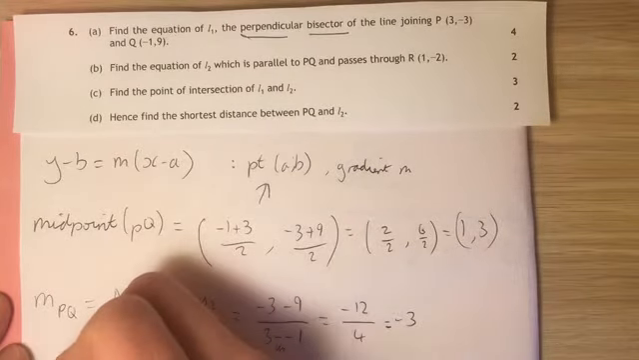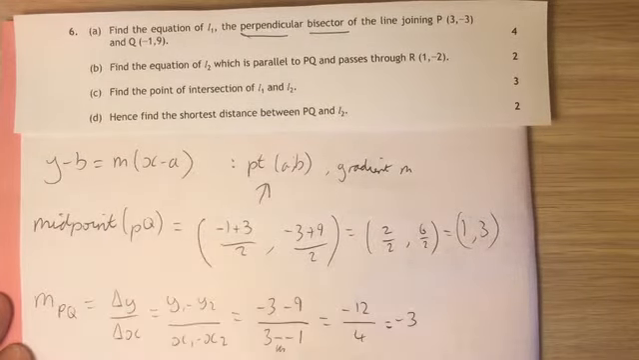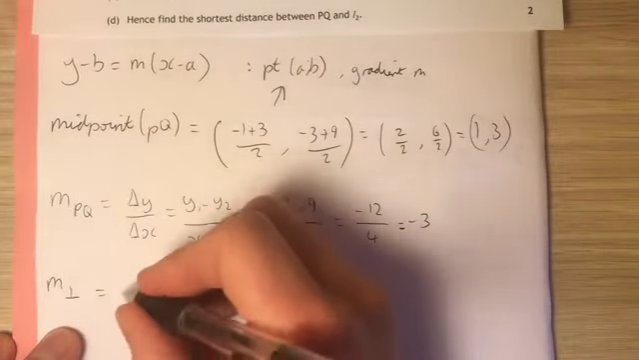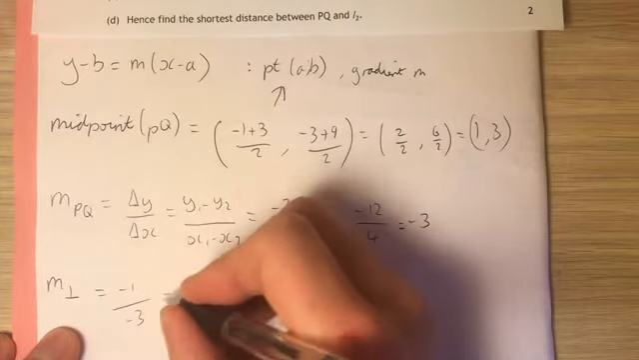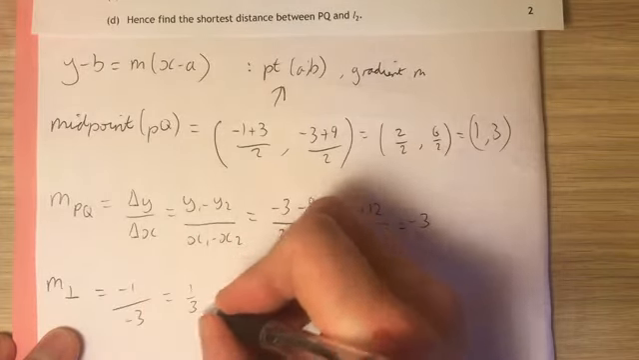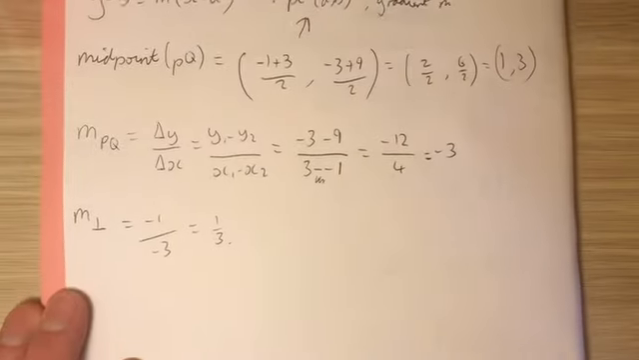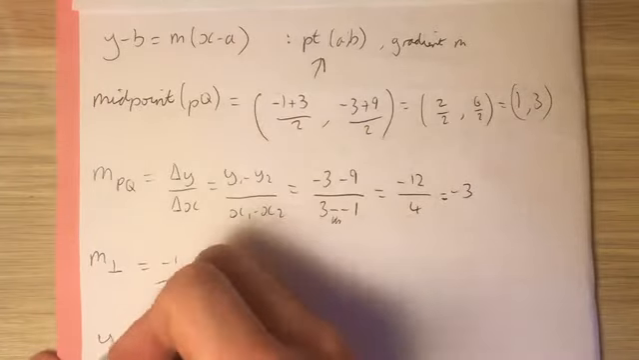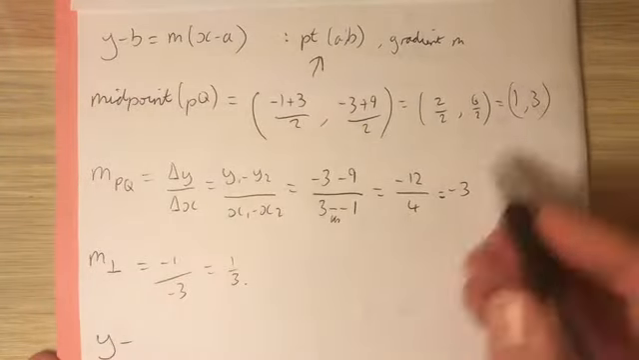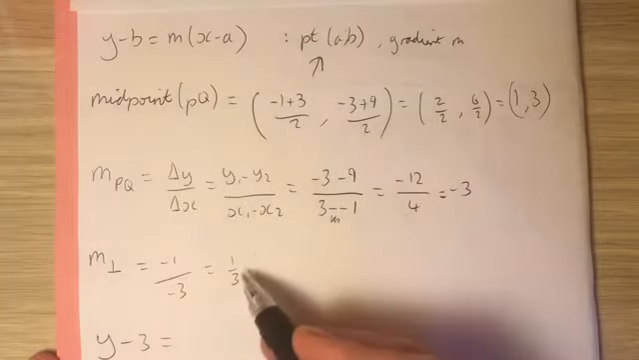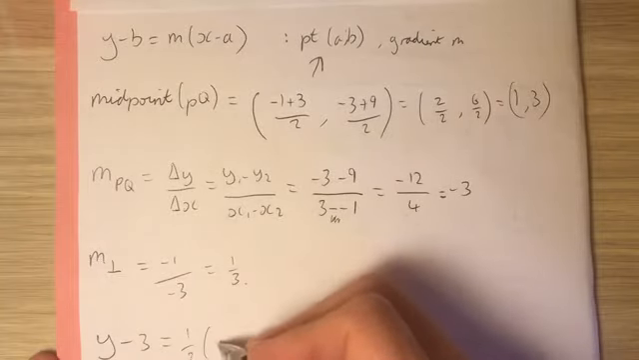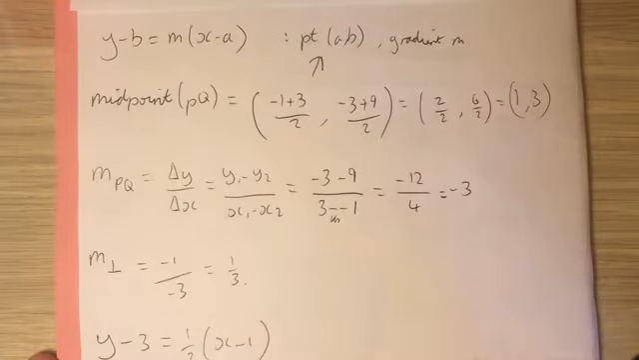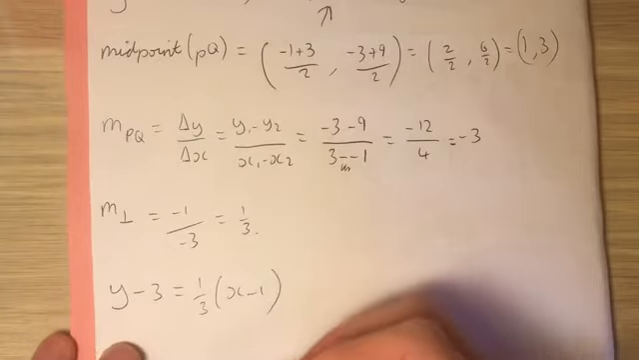That means my perpendicular gradient, I could do m perpendicular like that. My perpendicular gradient is going to be -1 divided by -3. In other words, it's going to be 1/3. So, put the ingredients together, please, back into this original equation here. And my answer simply looks like y minus 3 equals 1/3 (x minus 1). And that's actually enough for the marks, but it is good practice just to expand it out.